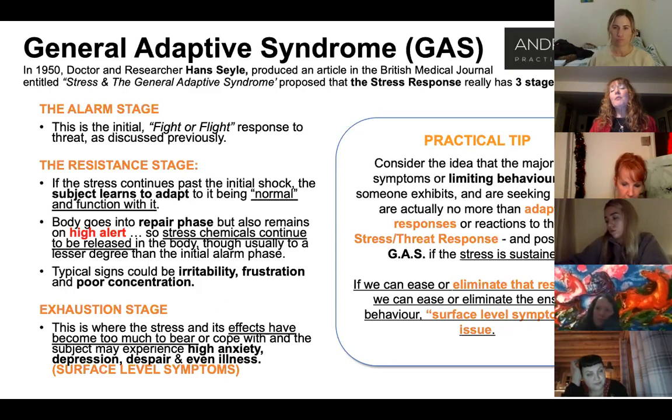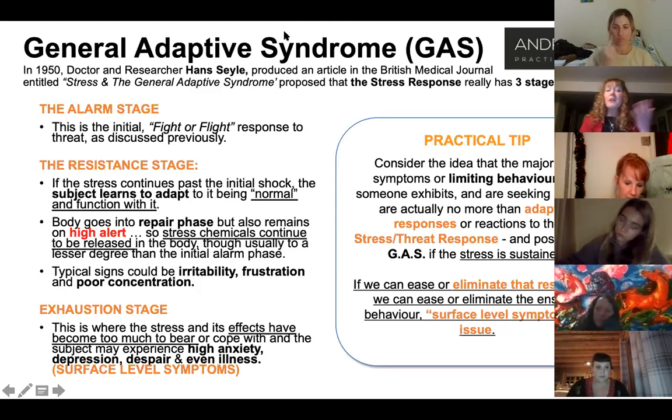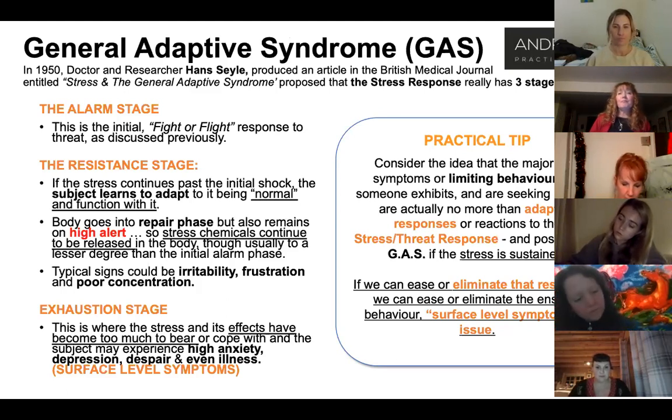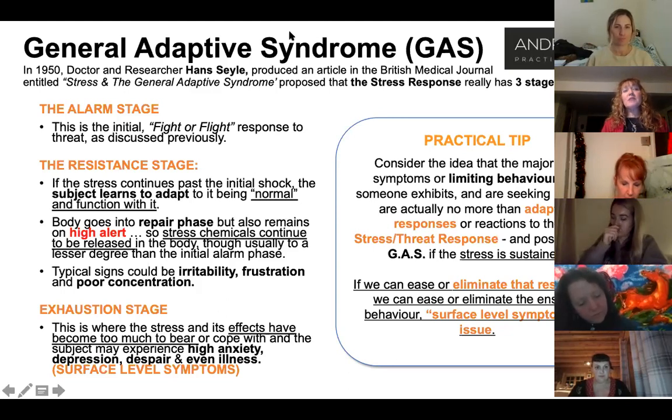So their life is being completely turned upside down because this particular thing is just taking over. And at that point, again, that might be when you get a client actually come to see you with a surface level symptom of that, one of those things. There could be many different things. So this is called the GAS syndrome, so general adaptive syndrome, GAS for short.